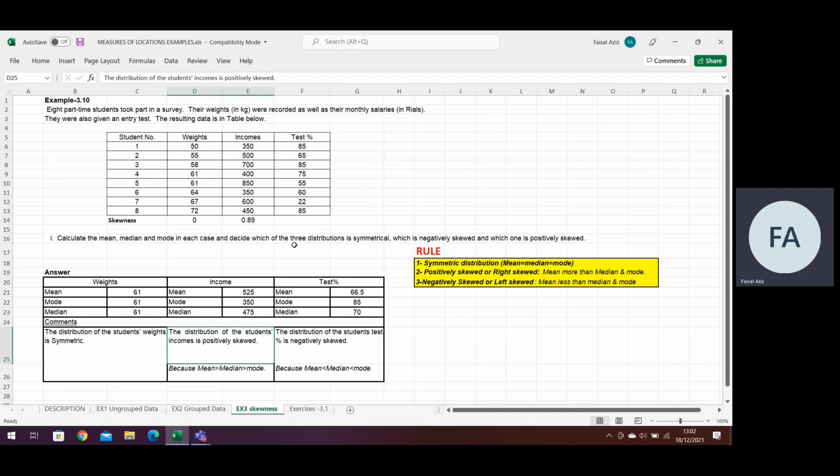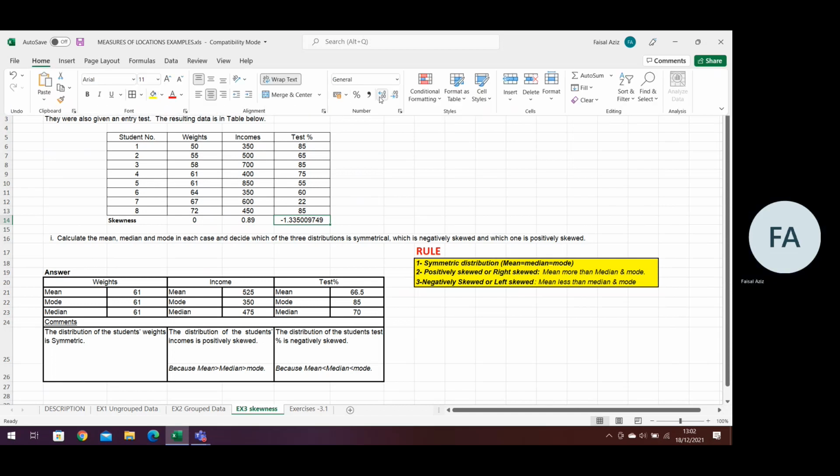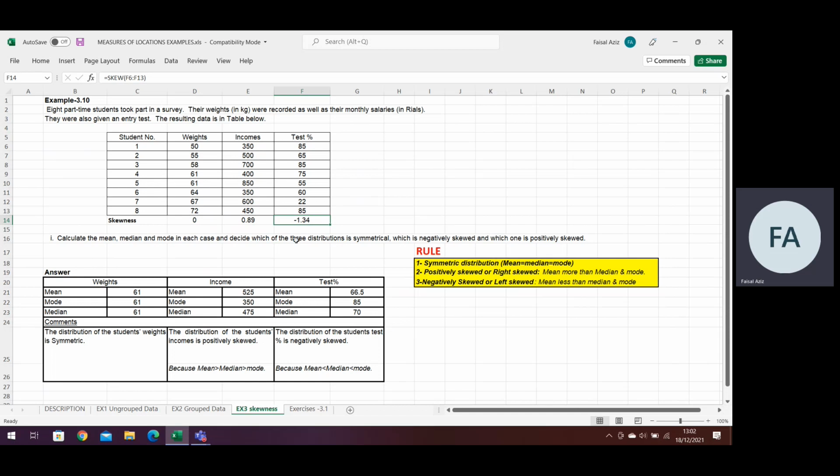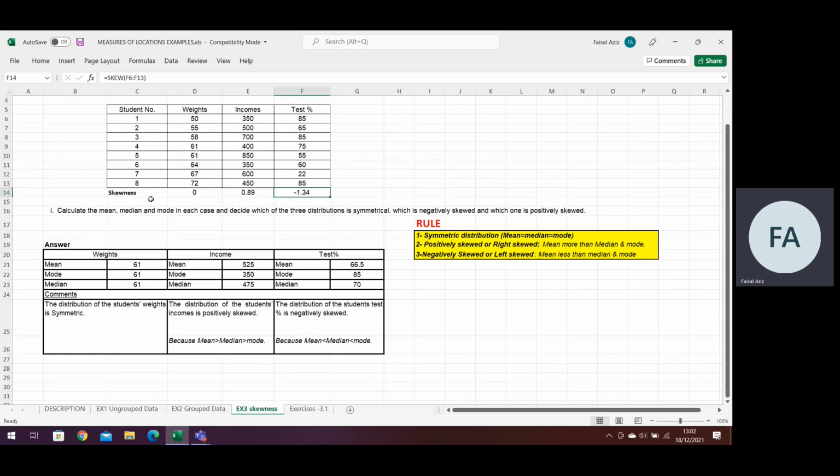So let's confirm this through the skewness formula, SKEW, and I will select this data, click enter. You see it comes minus 1.33. So it means that the tail of the data is towards the left side. Again I will adjust its decimals to two decimal places, so minus 1.3. So the distribution of the student test is negatively skewed because mean is less than median, which is less than mode. I hope you have understood this.